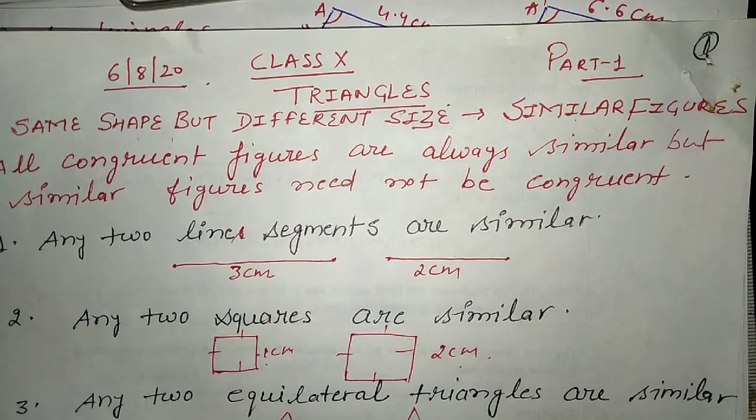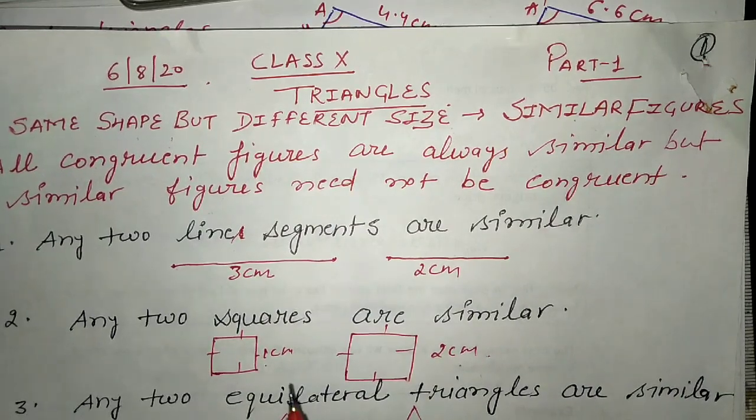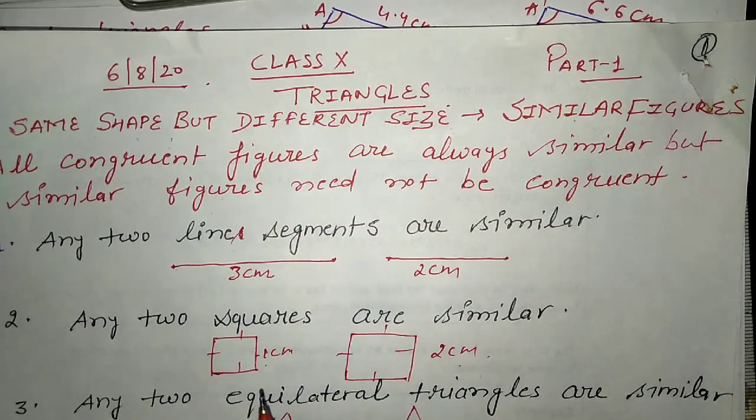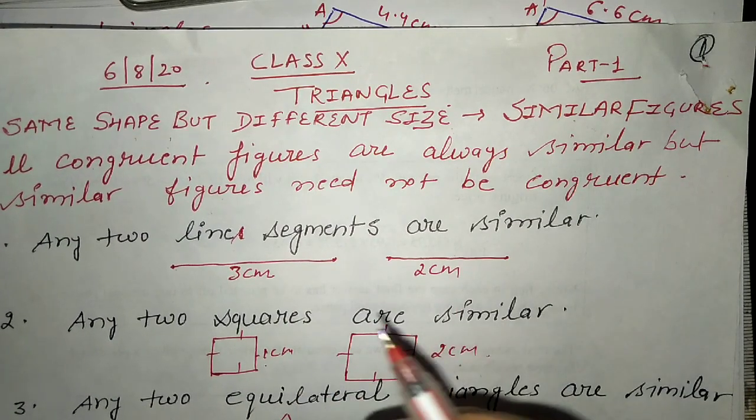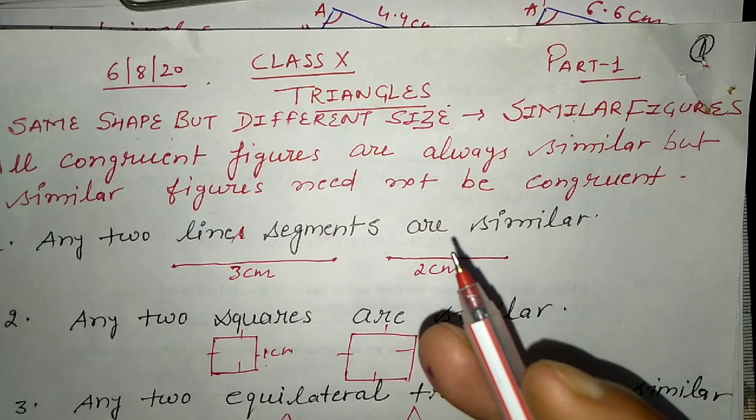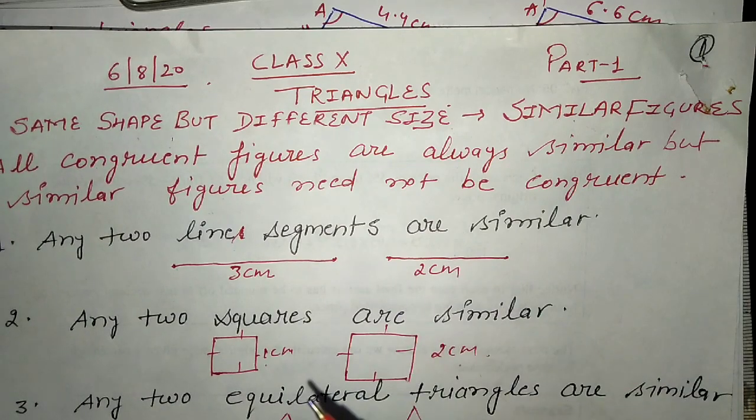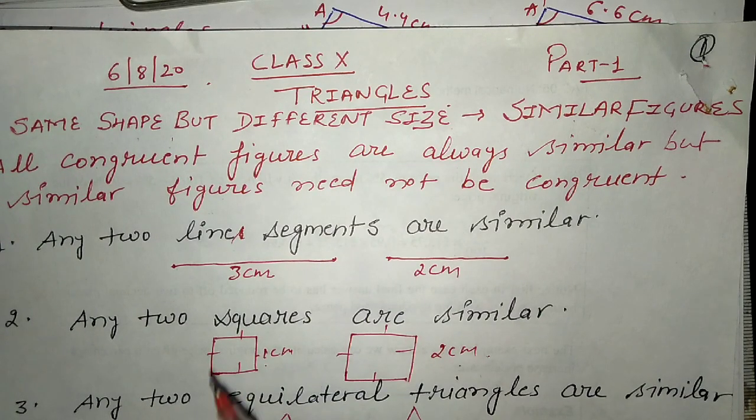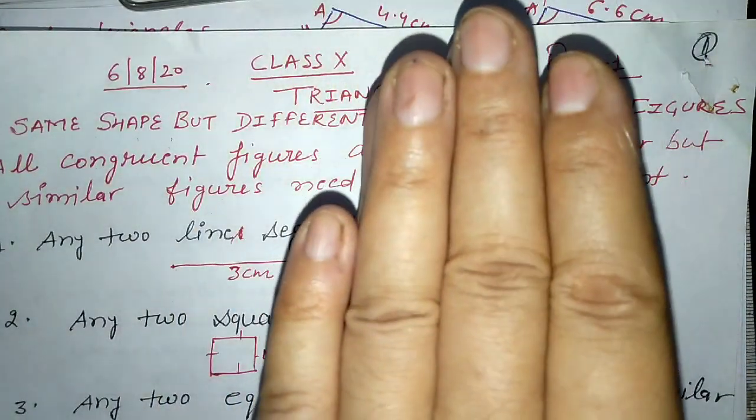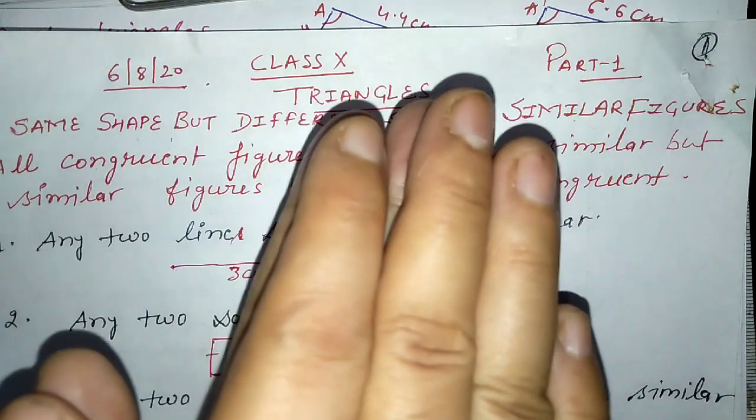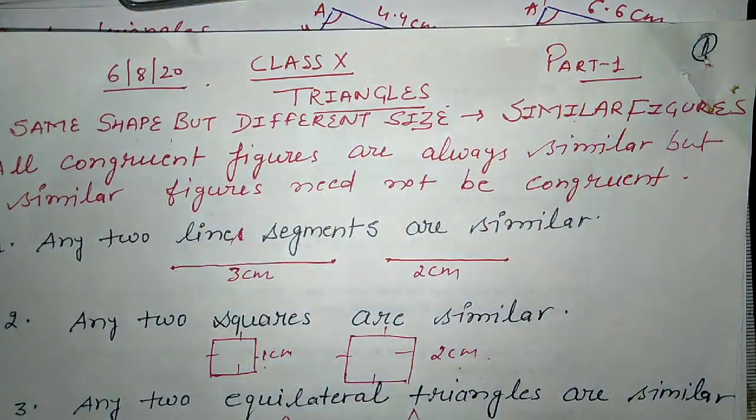Hello everyone, today we are going to discuss the triangle chapter. So far you have studied the congruence of two geometric figures. Recall that two congruent figures are alike in every respect. They have the same shape and size, and one can be superimposed on the other so as to cover it completely.